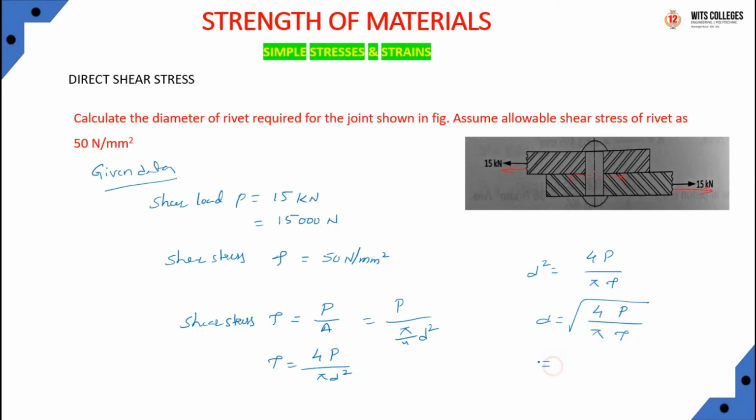Okay, tau is nothing but shear stress. 4 into 15,000 by pi into tau, which is 50 Newton per mm square. So here the d value is 19.5 millimeters. Okay, this is the value of the rivet. Rivet diameter is 19.5 millimeter.